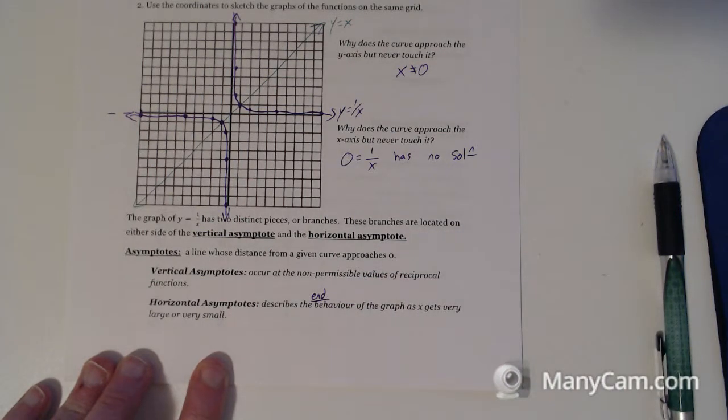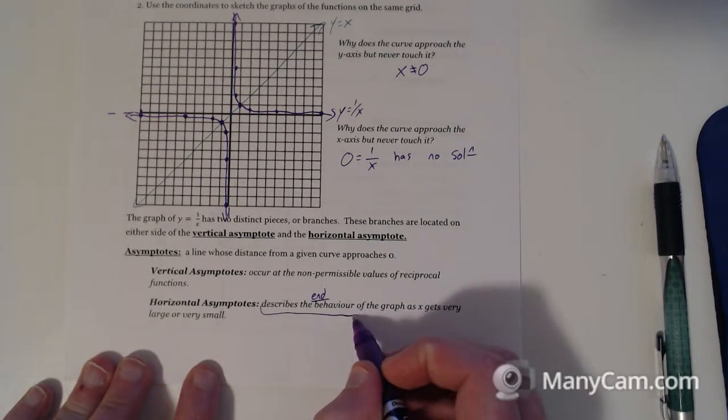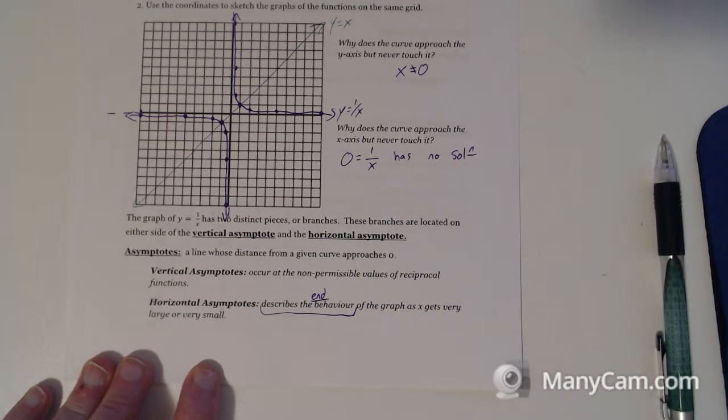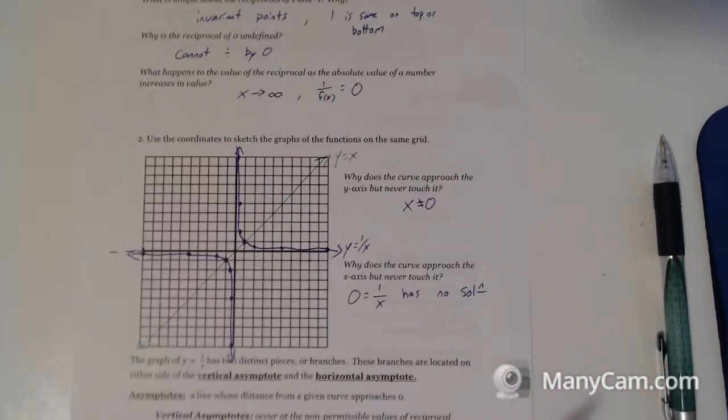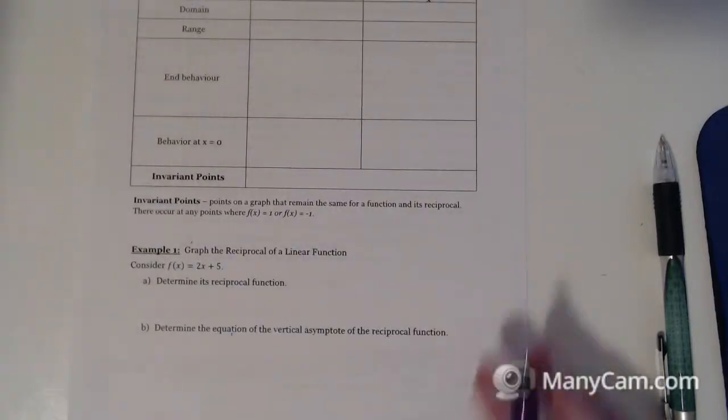We say end behavior of the graph, or the behavior as it gets very large or small. So I guess that's redundant putting the end there, but usually we just say end behavior. What do the ends of the graph look like as they get really, really big and really, really small? And we're going to analyze that more in grade 12 as well. Okay.